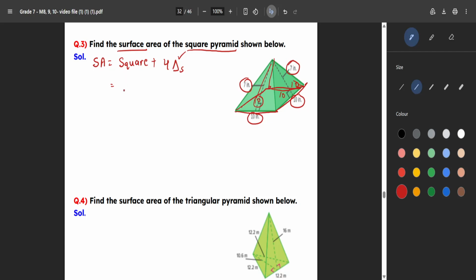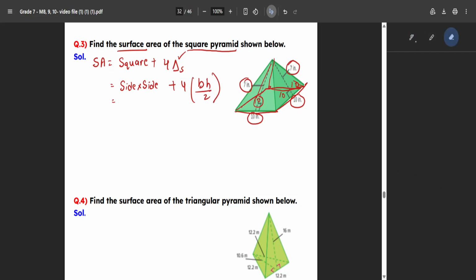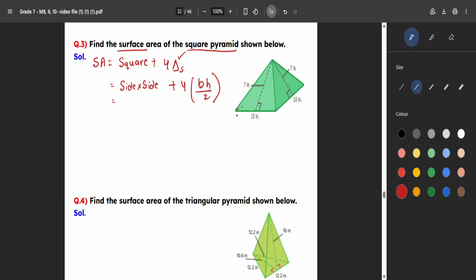Now, first of all, how do we find the area of a square? We do side multiply side, or you can say length multiply width. Plus 4 times, how do you find the area of a triangle? Base multiply height divided by 2. Correct? These are the formulas. So, let's get the values. These are sides. What is the value of the side? The length 10. The width 10. So simple here. 10 multiply 10 plus 4 times.